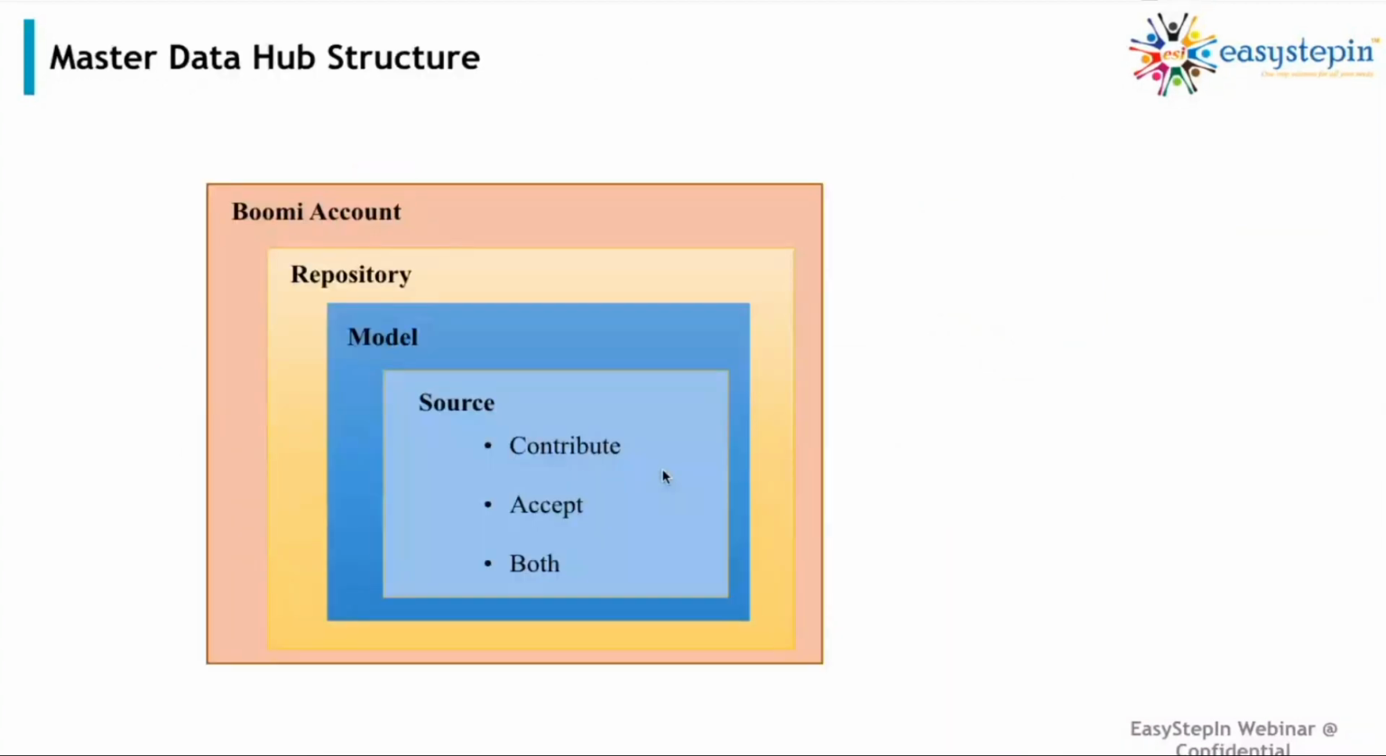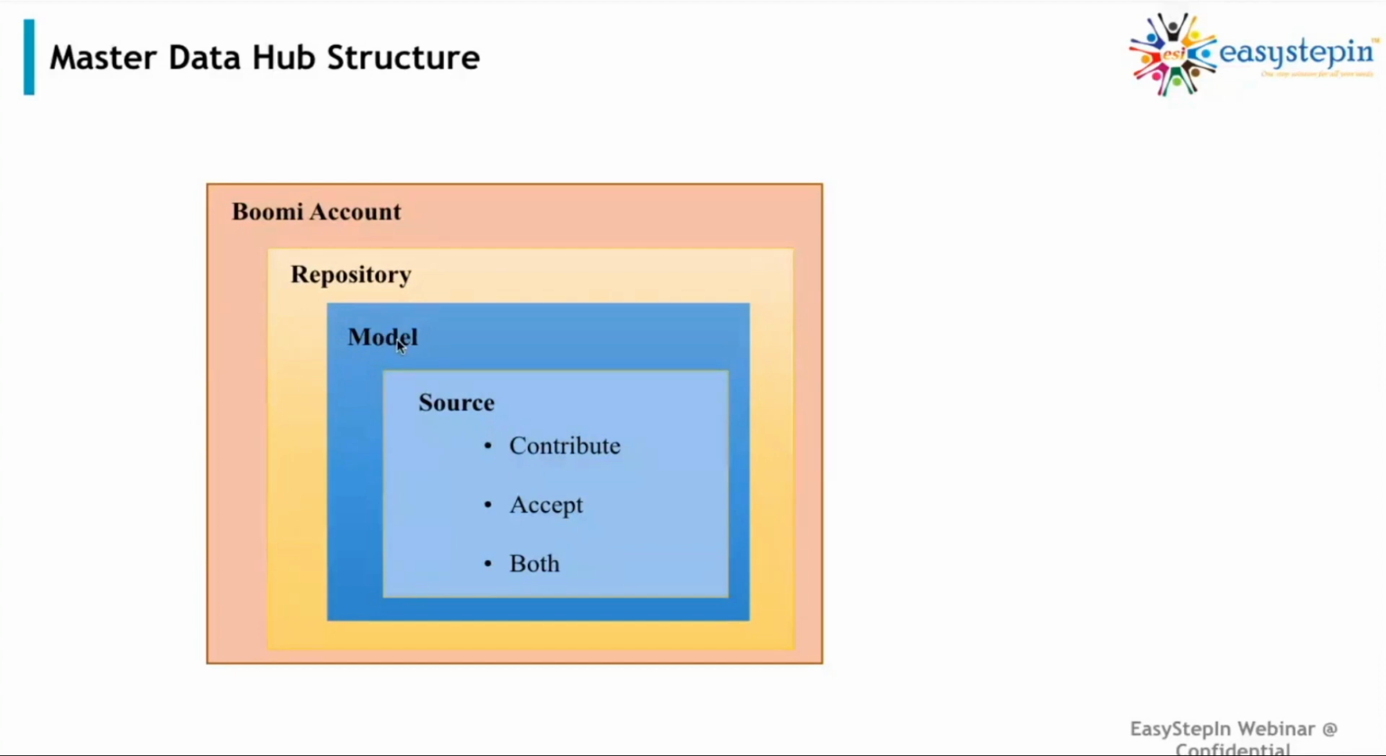So coming to the master data hub structure, at the top we have the Boomi account. So Boomi account contains one or more repositories. So what is a repository? A repository is a virtual container for the data that keeps the data completely separate for each account. Each repository is associated with an atom in the cloud. So we require a repository because that is where the model is being hosted. An account can have many repositories, and a repository can have many models.